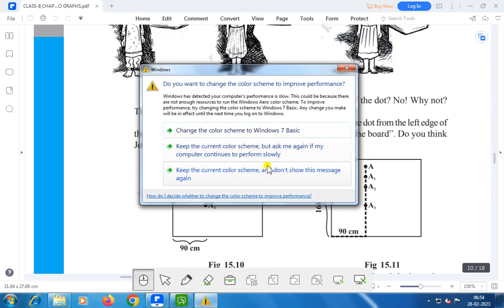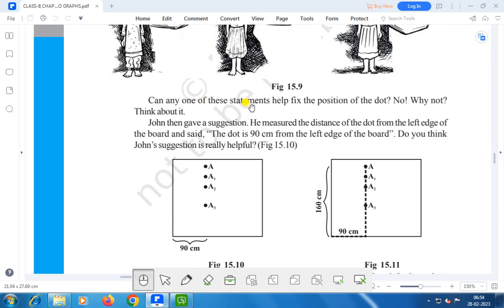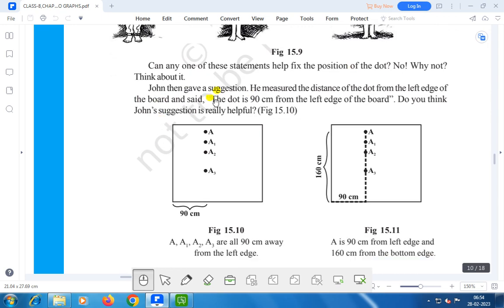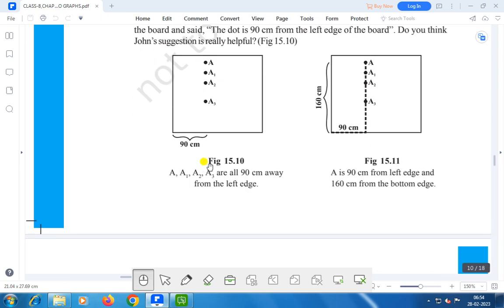Can any one of these statements help fix the position of the dot? No. Why not? Think about it. John then gave a suggestion. He measured the distance of the dot from the left edge of the board and said the dot is 90 cm from the left edge of the board. Do you think John's suggestion is really helpful?